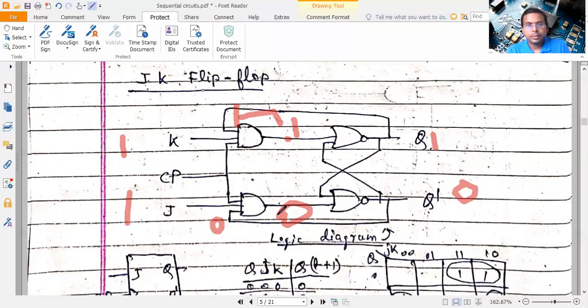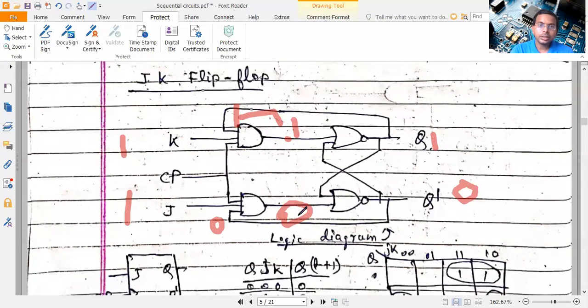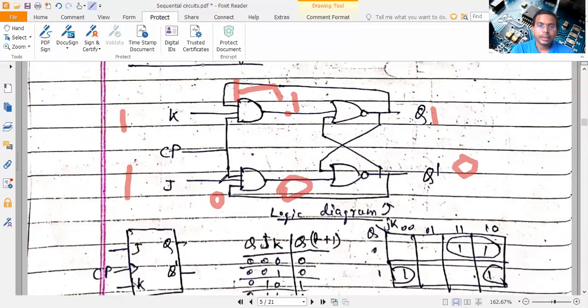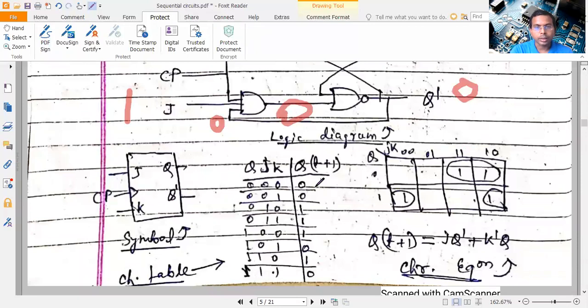So how do we understand the working principle of the JK flip-flop? It is similar to the SR flip-flop, so S is replaced by J and R is replaced by K. Whenever J is 1, the output is going to become 1. So J is setting. And whenever K is 1, the output is going to become 0. But when J, K are both 1, 1, we will see what the previous state is.